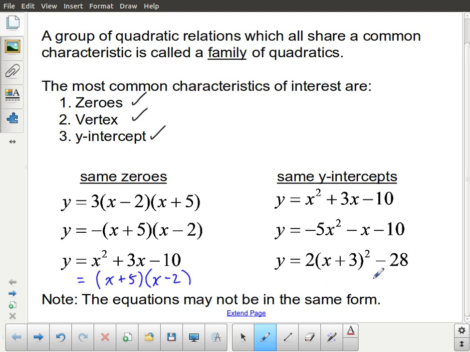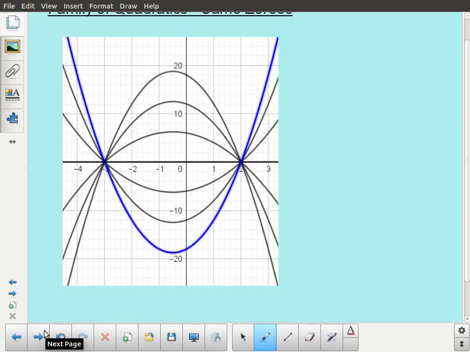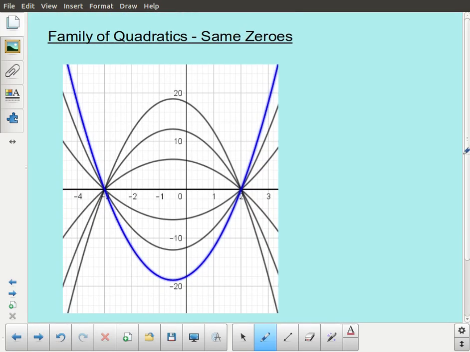If these are given to you in a graphical form, it becomes quite trivial because all you have to do is look for some common characteristic that they all possess. So let's focus on the algebra, because as you can see here, if I show you the graph, here's an example of a family of quadratics that have the defining characteristic of the same zeros. So you can see that they cross at the same zeros, in this case negative 3 and positive 2.